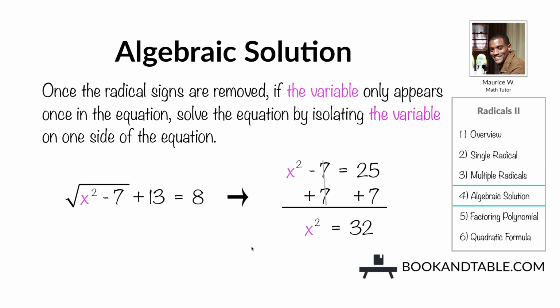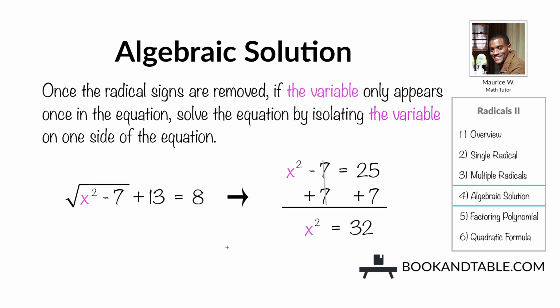For the remainder of this chapter, we are going to discuss 3 different ways that you can go about solving for the variable once you remove the radical sign or radical signs. So we'll first discuss how to solve for the variable algebraically. We'll then discuss how to factor the polynomial that you are left with. And then we'll wrap things up by discussing how to solve for the variable by utilizing the quadratic formula. So let's first discuss how to solve for the variable algebraically.